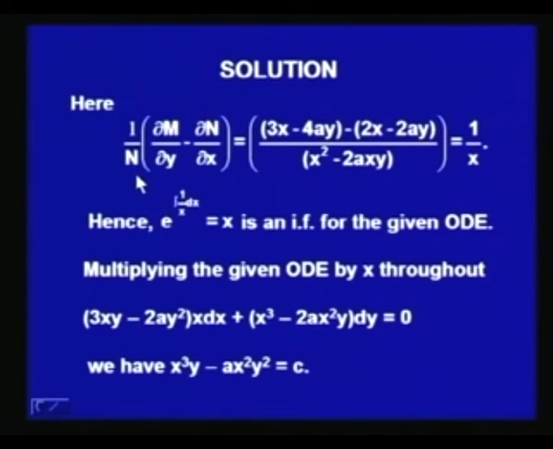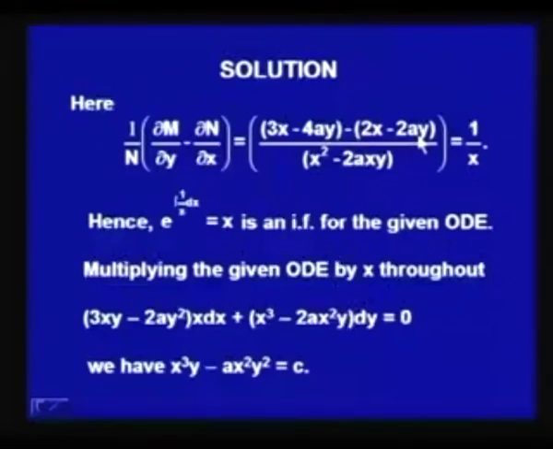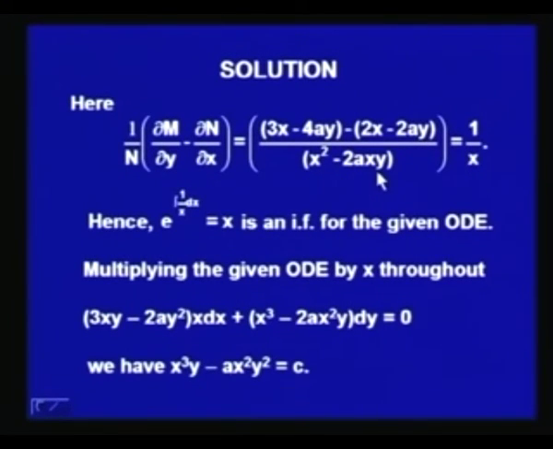So here we will find 1 over n into (delta m over delta y minus delta n over delta x). This will be equal to (3x minus 4ay minus 2x minus 2ay) over (x square minus 2xy), which is equal to 1 over x, and hence it is a function of x only. So e to the power integral 1 over x dx, which is e to the power log x, and e to the power log x is equal to x, is an integrating factor for the given ordinary differential equation.